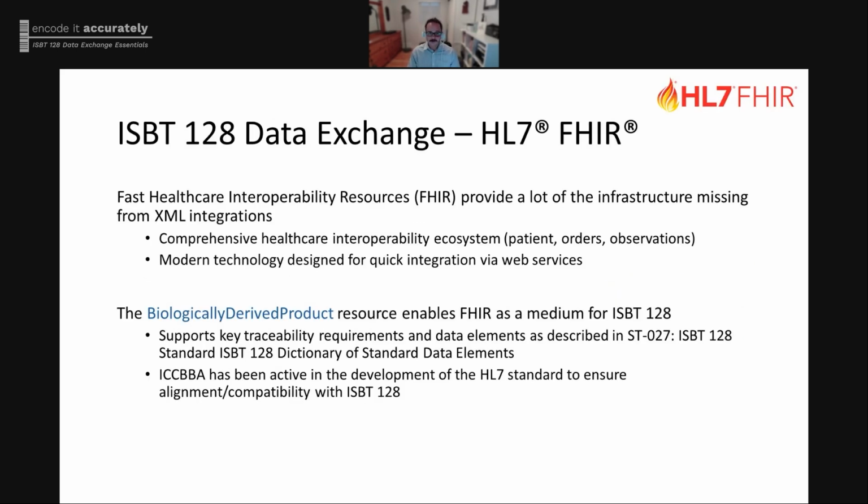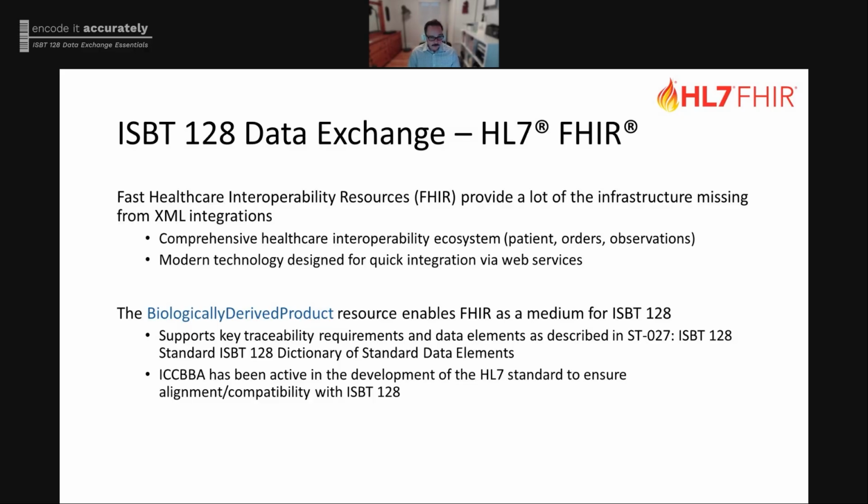Luckily, HL7 FHIR addresses many of the challenges seen with XML integrations. FHIR is a modern interoperability framework, and it provides much of the infrastructure that XML leaves out. It has options for authentication, for security, and more importantly, it has query patterns. It is widely adopted in healthcare and is designed for quick integration through web services using the same technology that powers the rest of the modern internet.